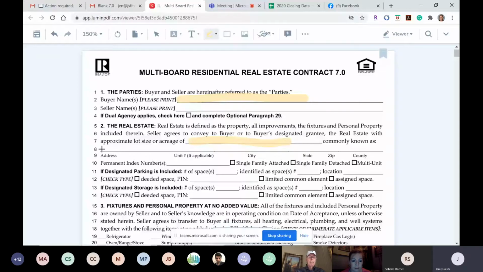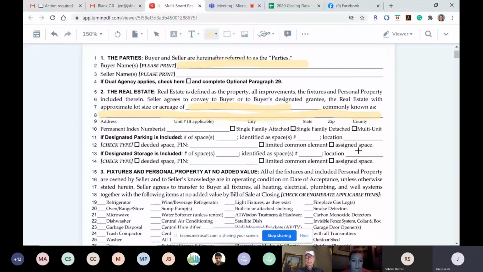Address. Now, this should be copied directly from the MLS. The address, the unit number if it's a condo, city, state, and county. Again, you should have it right on the MLS. The permanent index number, the PIN number, that's the tax number, the tax identification number is another word for that. Again, it should be on the MLS, so you can fill that out.